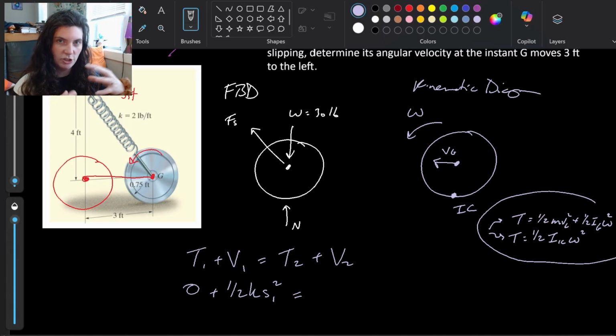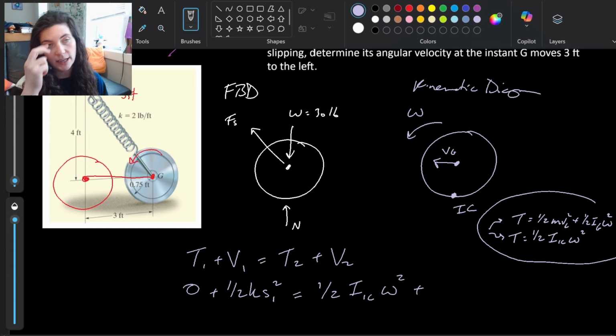I want you to just see it and get a little more comfortable with it, but just know you could do either way. You could solve this either way with whichever kinetic energy formula you wanted. But since this is a rolling without slipping problem, I'm going to use 1/2 times the moment of inertia about IC times omega squared. That's what I'm trying to find, that omega. And so that's entirely my kinetic energy.